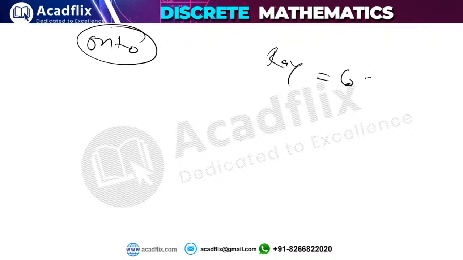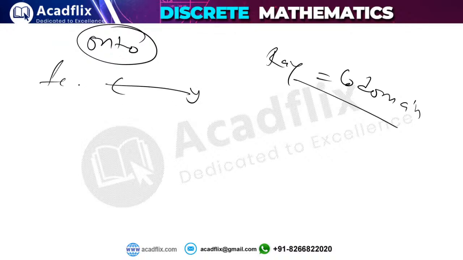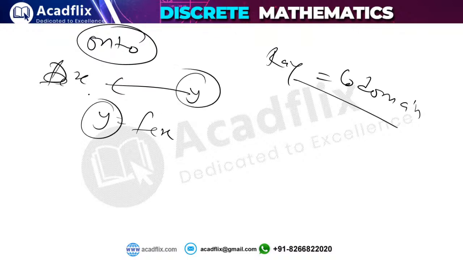And how do you check an onto function? An onto function is like this: basically your range should be equal to codomain. This is how you check an onto function, because in an onto function every element must have a pre-image. Every element y must have a pre-image x such that y is equal to f(x). So this should happen.